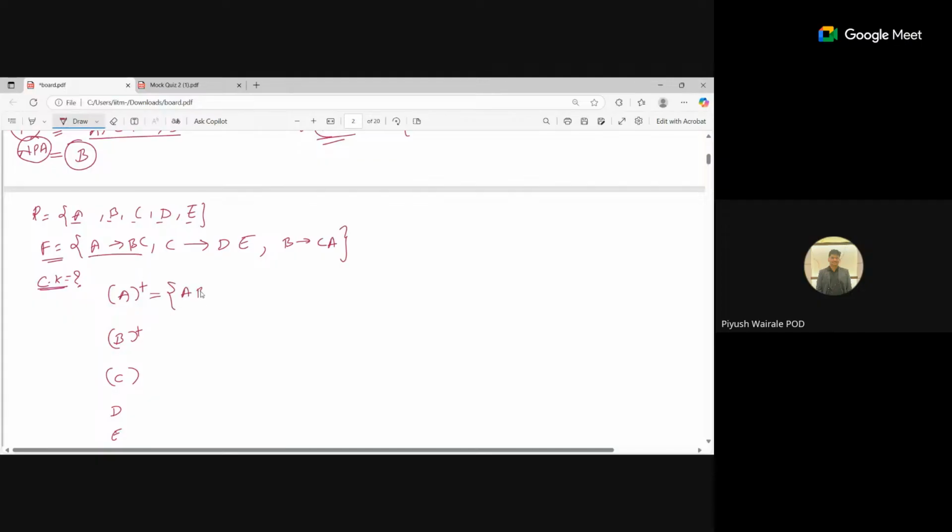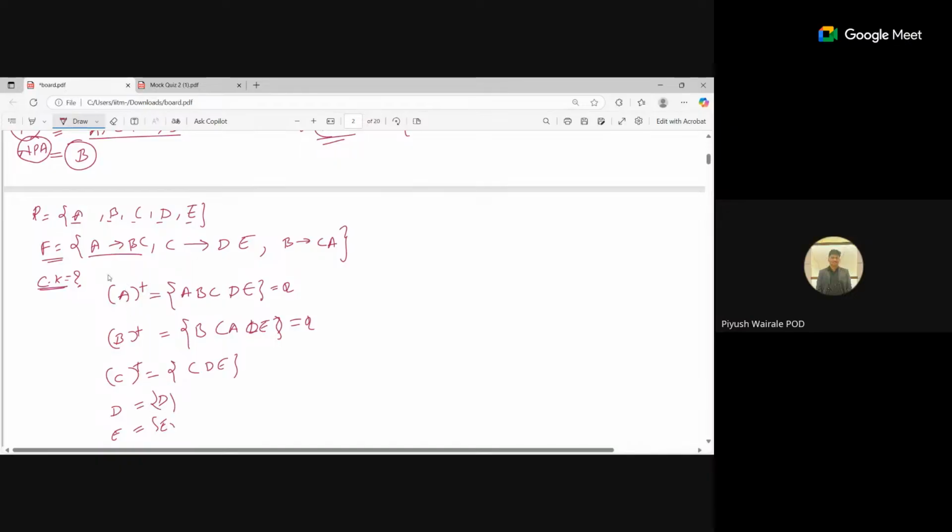If I take the closure of A, what am I going to get? A, B, C, from C, D, E. That is basically all the attributes, so A is a key. What about B? B, C, A, and A is anyway a key, so we are going to get all the attributes here. What about C closure? Only C, D, E. What about D closure? Only D, E, right?